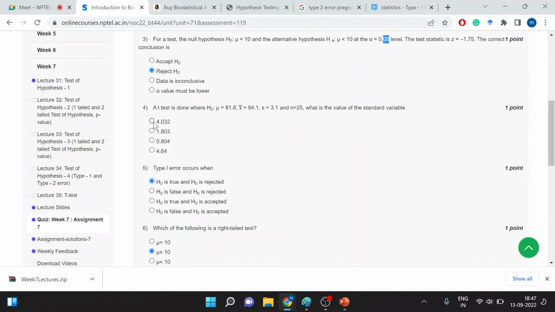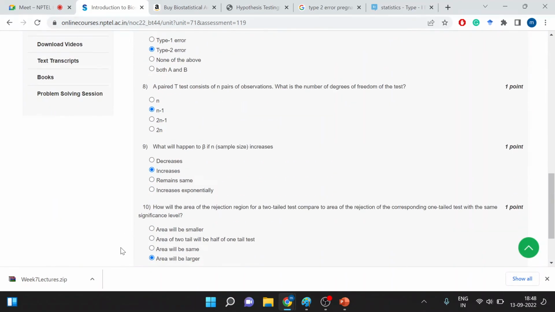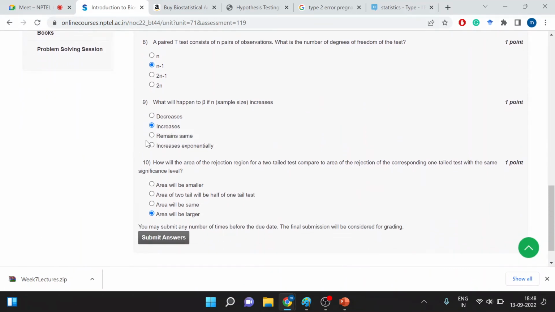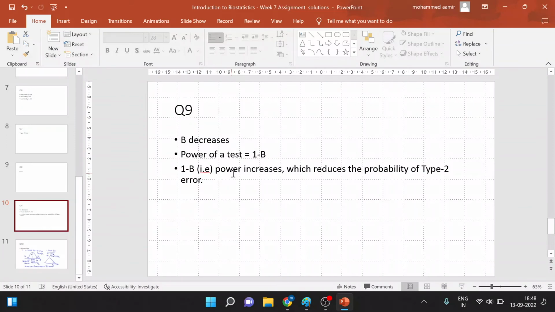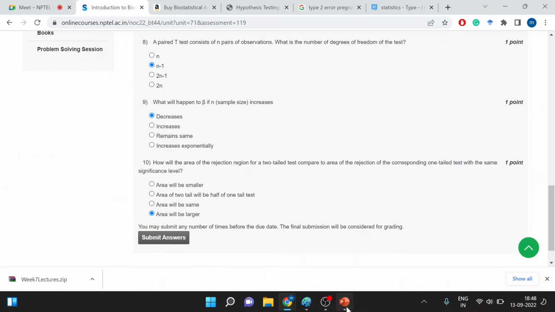Sir, the power of beta will increase, but beta will decrease with increase in sample size, right? Yes, beta will decrease. Sorry, the answer is that it decreases. Let me just check my notes if I've made some error. So 1 by beta, so beta decreases. Yes, the power of a test increases.